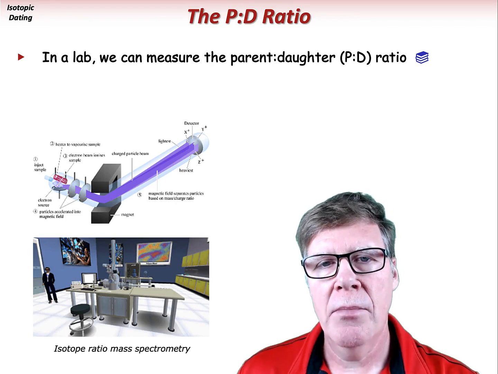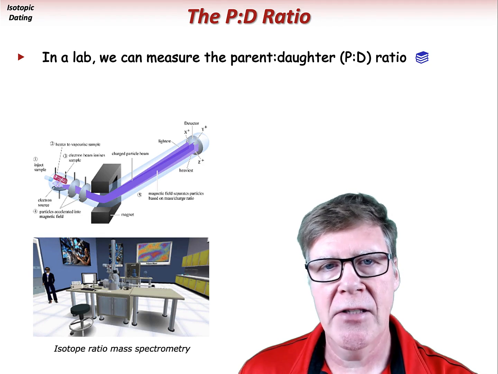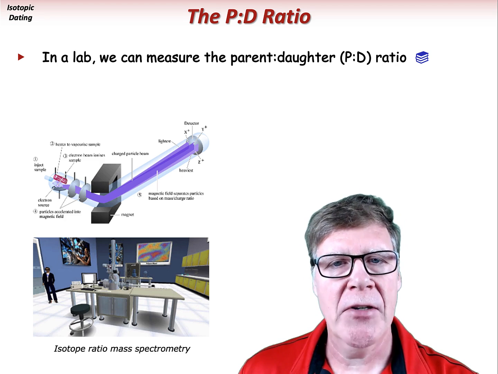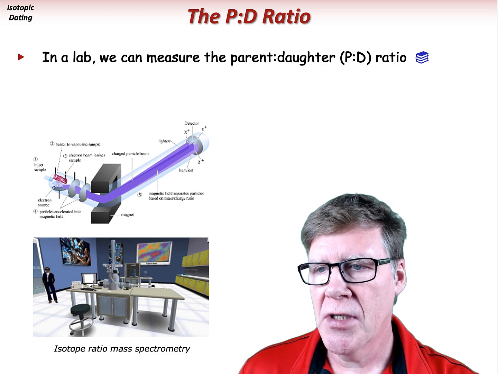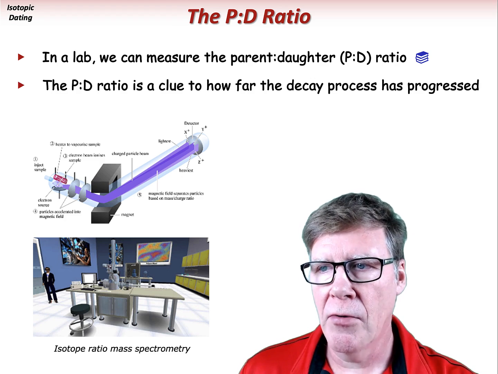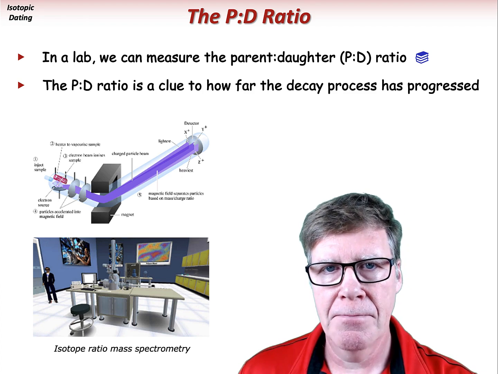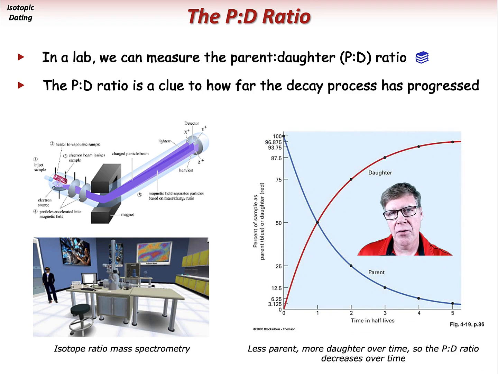In a lab, we can measure the amount of parent and daughter and express it as the parent-daughter ratio. This is done with a device called a mass spectrometer, which is able to distinguish different types of isotopes. The parent-daughter ratio, as we've seen, is a clue to how far the decay process has progressed. Let's look at a graph of a hypothetical decay process. Here we have parent isotope in blue, daughter isotope in red. At the beginning of the decay process, we have 100% parent, of course, and 0% daughter. This yields a parent-daughter ratio that's undefined.